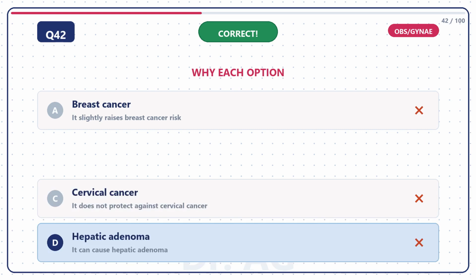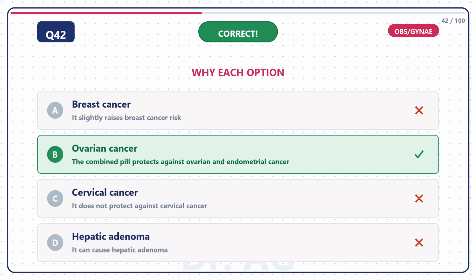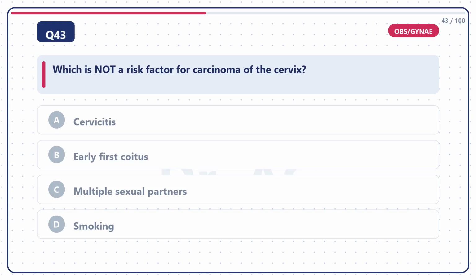It can cause hepatic adenoma. And the correct answer is ovarian cancer. The combined pill protects against ovarian and endometrial cancer. So, the right answer is option B, ovarian cancer. Question 43. Which is not a risk factor for carcinoma of the cervix?